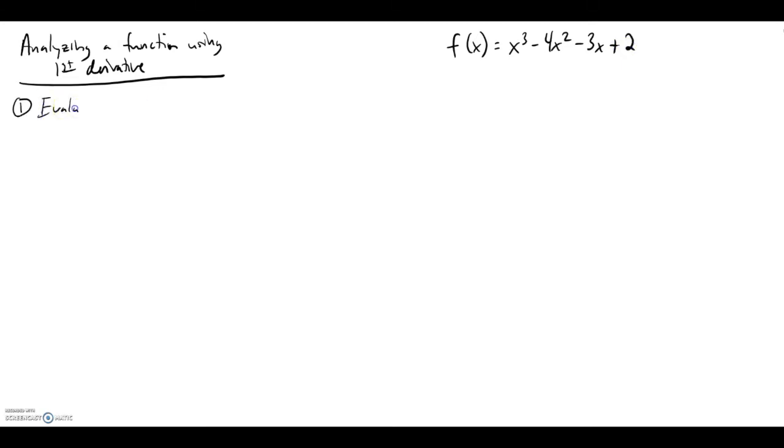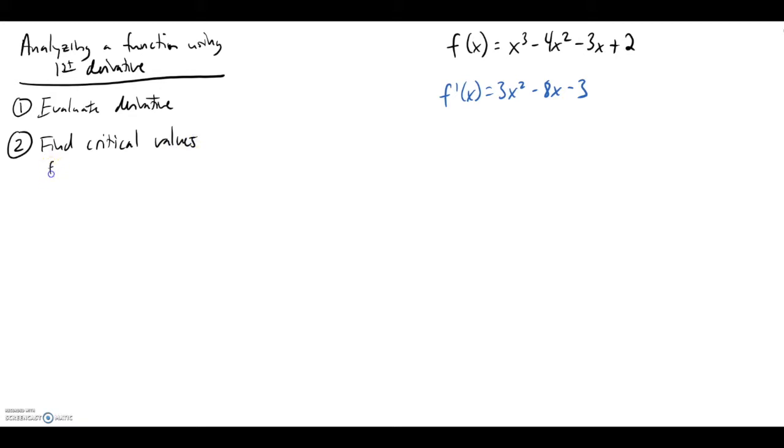And if we're going to use the first derivative, our first step will be to evaluate the derivative. In this case, f prime of x equals 3x squared minus 8x minus 3. Step 2, we're going to find critical values for our function, where the derivative equals 0 and where the derivative does not exist.